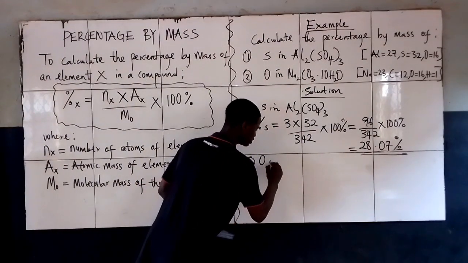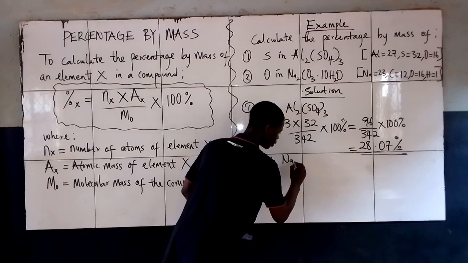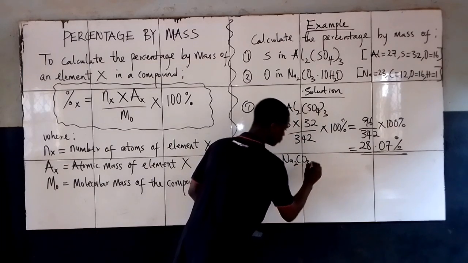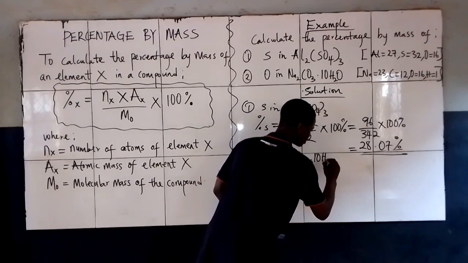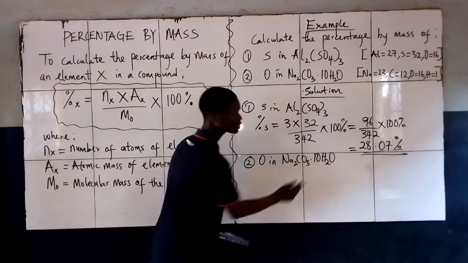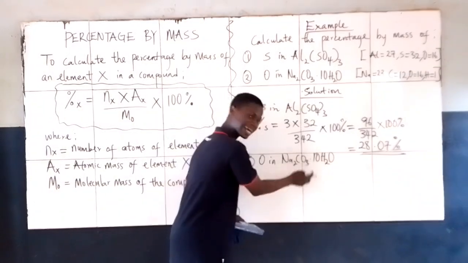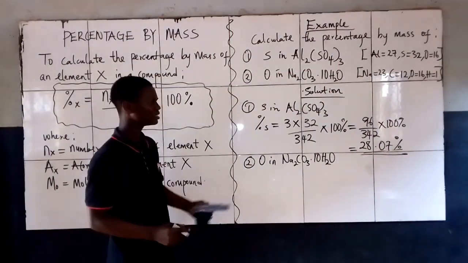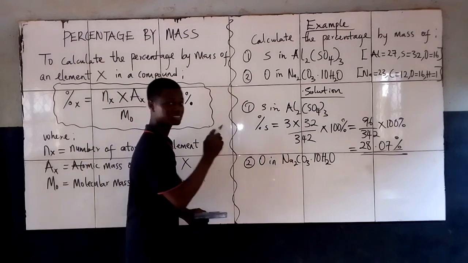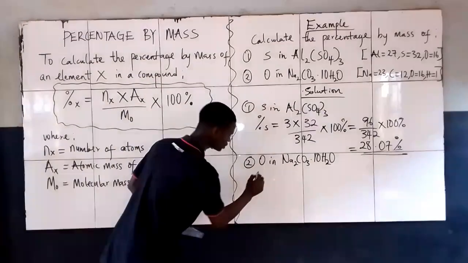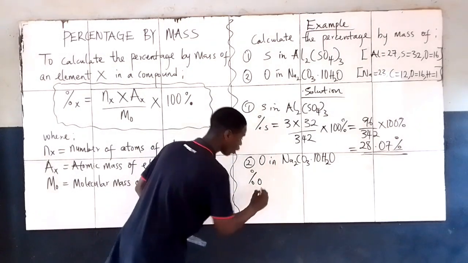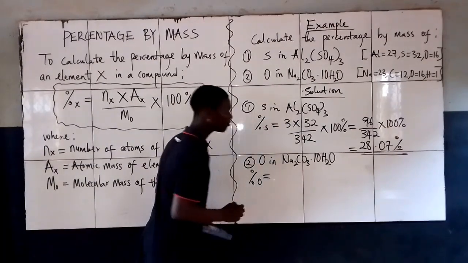They said oxygen in sodium trioxocarbonate(IV) decahydrate. That's the meaning of that: 10 molecules of water. Decahydrate. Now we have this. Immediately we have to do the same thing we did for the first question. So we say percentage by mass of oxygen is equal to number of atoms of oxygen.